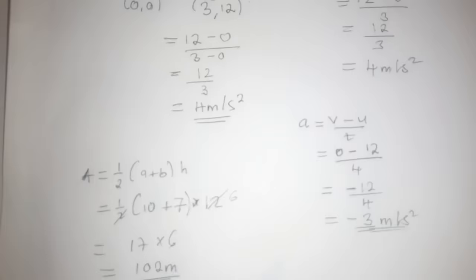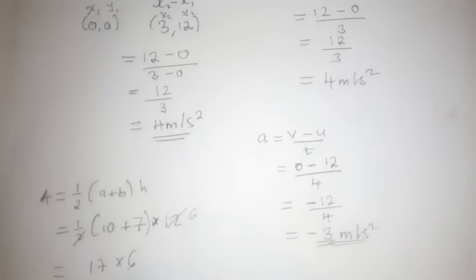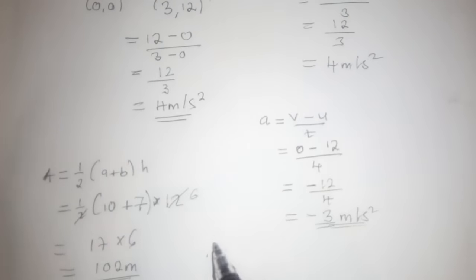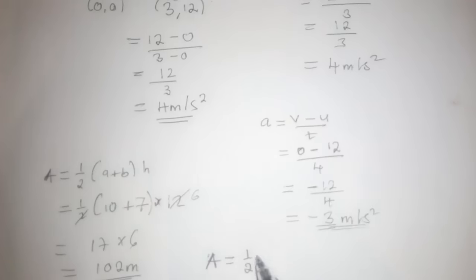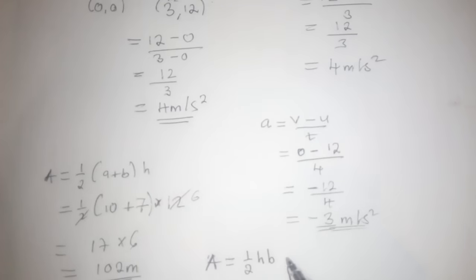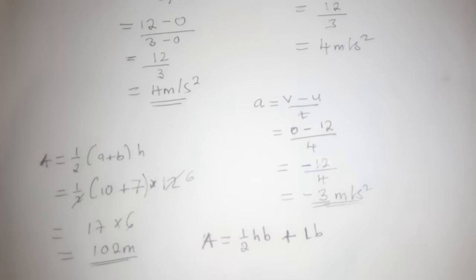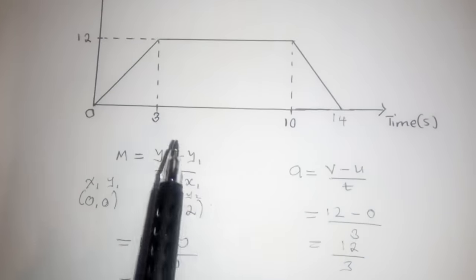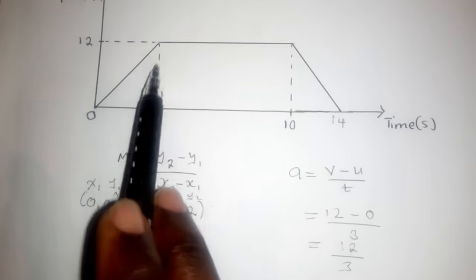We can use the other formula. Let me show. I just want to show you that the other formula I talked about can work, where you say area is equal to half H, B or BH, whichever, it's the area of a triangle, plus the area of a rectangle, which is L times B. So L times B, it's for this rectangle if you're able to see it, and then the triangle over here if you're able to see.